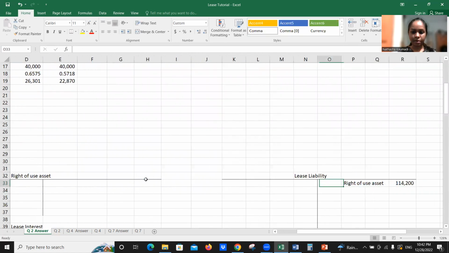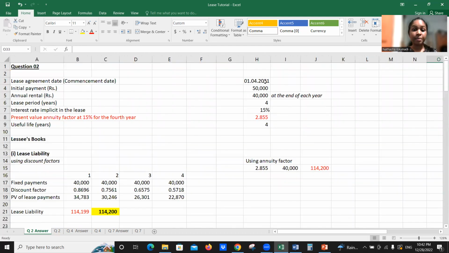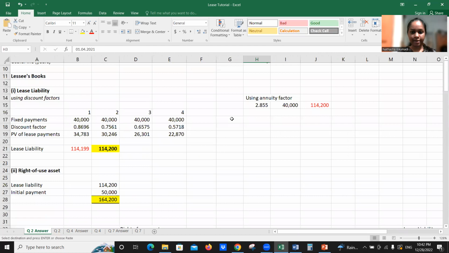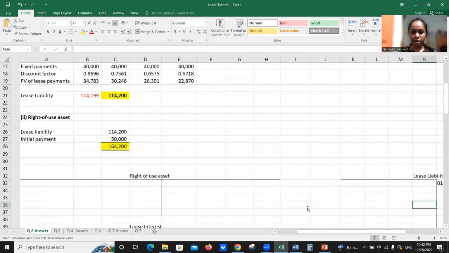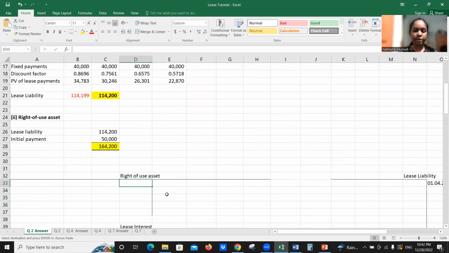Right of use asset. What should be the date? Date should be the commencement date. This value, this date, 1st April 2021. This is when the lease starts. Commencement date, so the same thing. I should debit the right of use asset. I'm debiting right of use asset by 114,200. Same date.